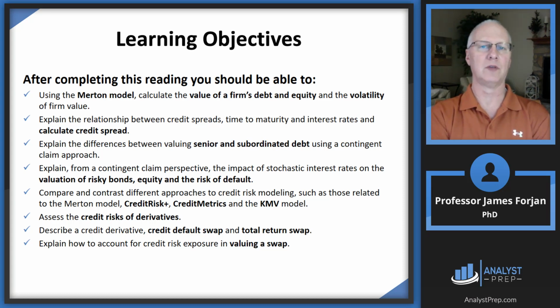And then notice the rest of these learning objectives. Explain and compare and contrast. So we'll talk about credit spreads. We'll look at senior and subordinated debt. We'll take a look at some contingent claims and the probabilities of default. And we'll use a little bit of the material that we've examined in recent chapters. And then we'll end with some slides on some credit derivatives.